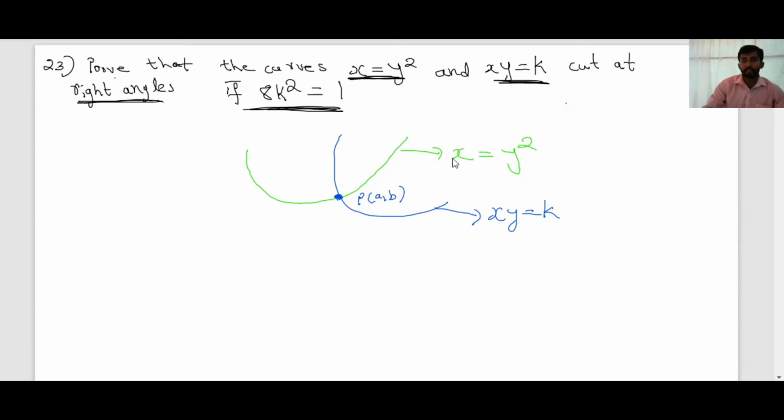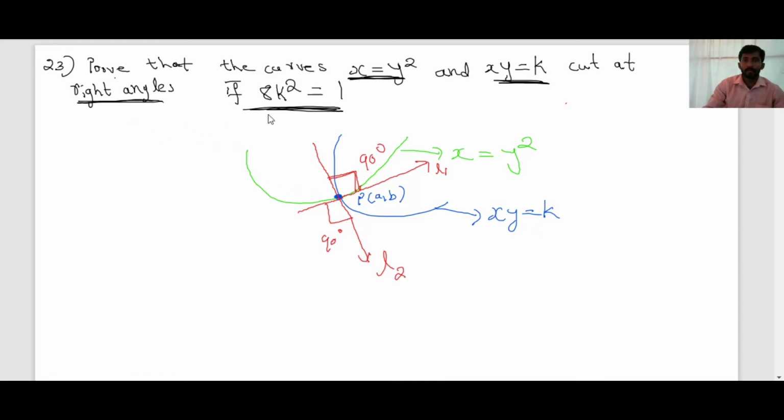Draw a tangent to x equal to y square. In this direction, see, I'm drawing the tangent. This is for x equal to y square. I'm taking it as L1. Then see, one more curve is there, right? xy equal to k. Again, I'm drawing a tangent to that curve at the same point P of A, B. Now here I'm taking L2. Then here you can observe 90 degree, right? That's the meaning of two curves intersecting at 90 degree.